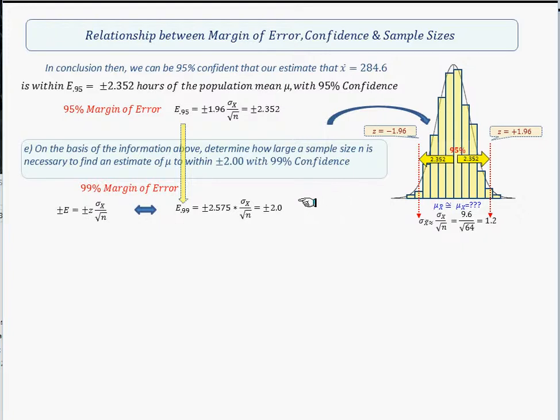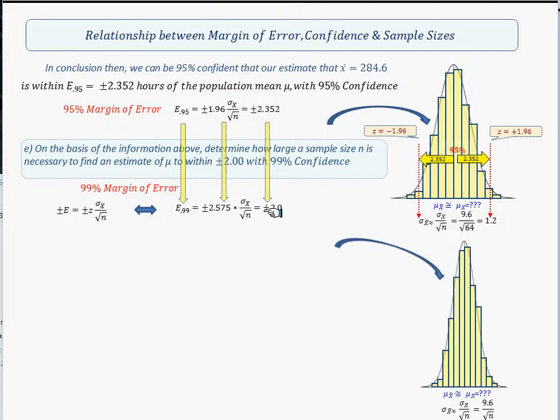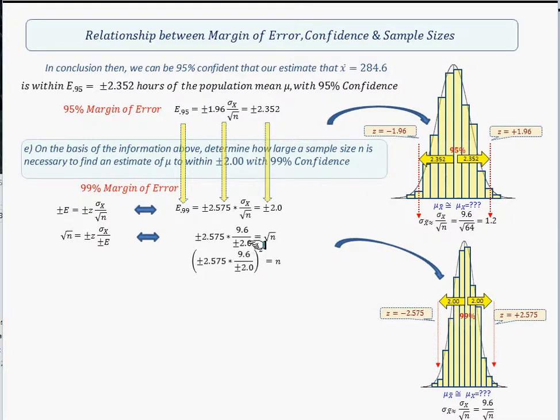99% margin of error given by 2.575. This is our error over here, plus or minus 2.0, and that suggests that this curve at the top is narrowed somewhat because of our increased sample size, a greater clustering, and there we have the z-score for 99% confidence. You see it coming on the screen here. This is our key formula. We manipulate these. n is this item squared, and if you work it out, n is 153.